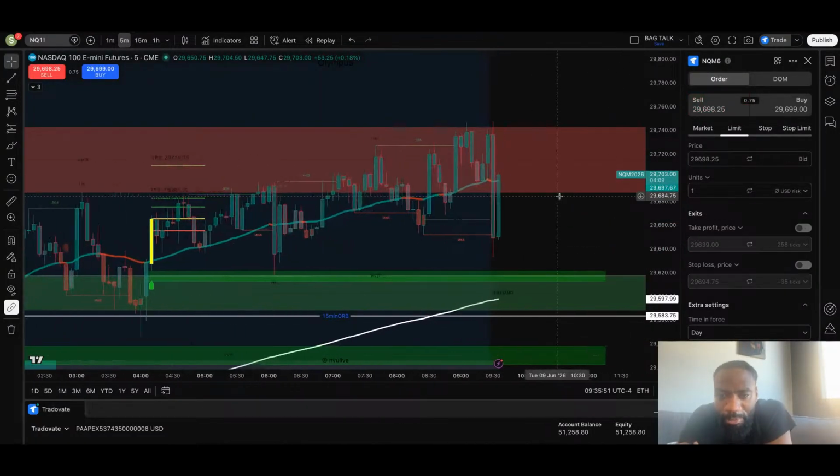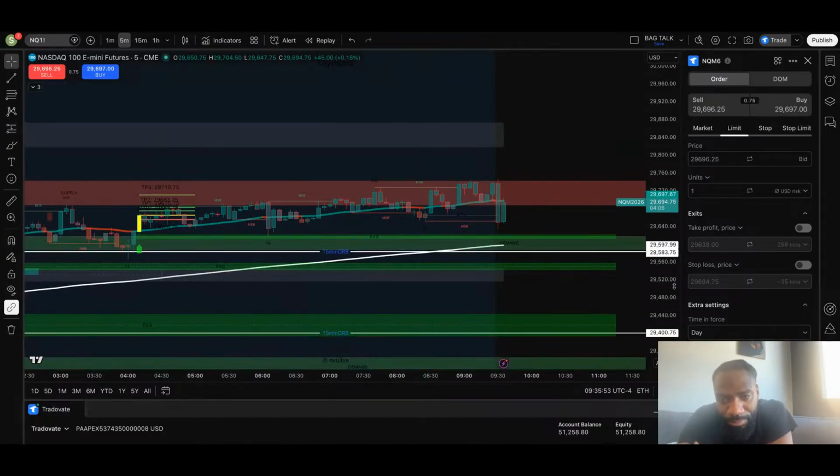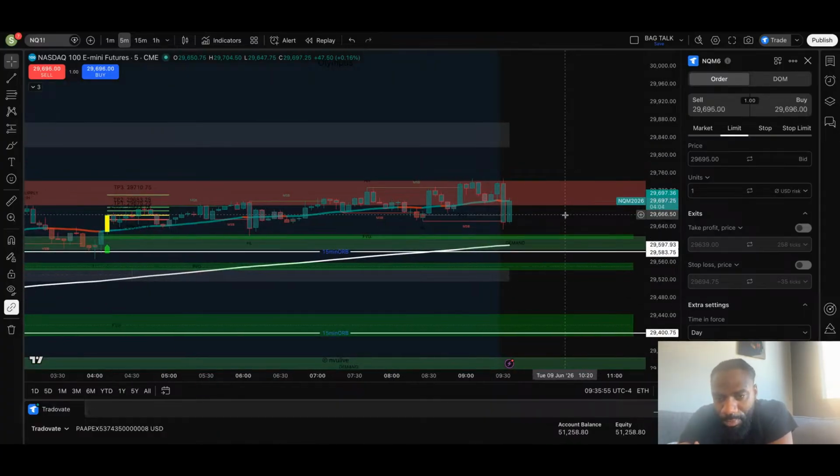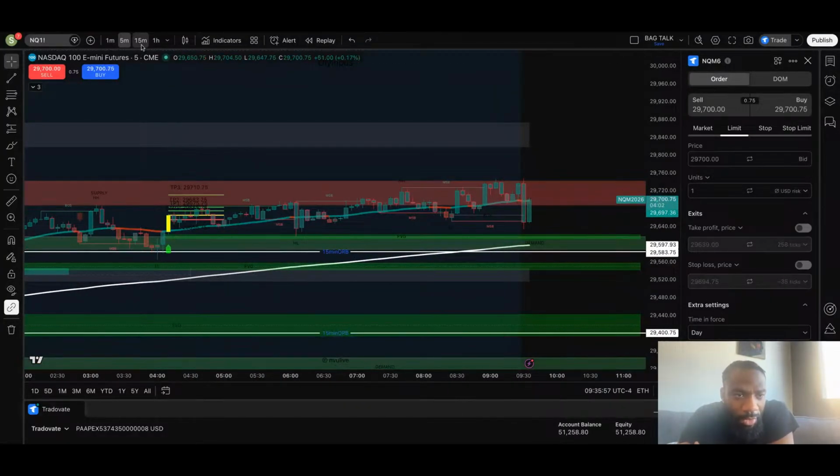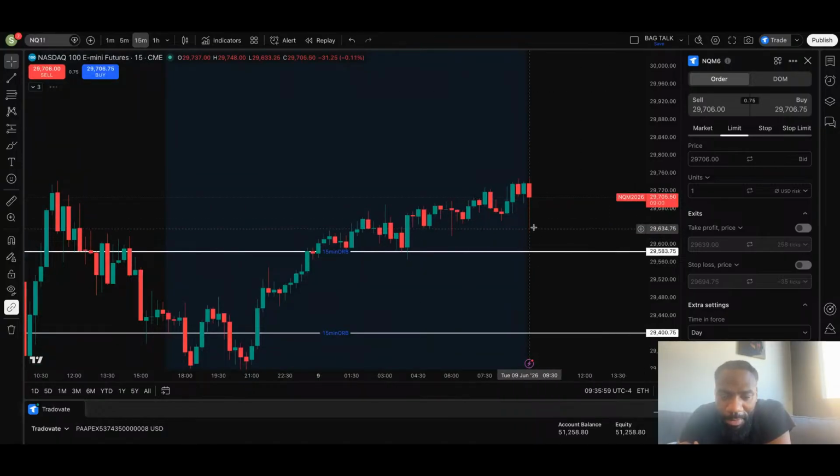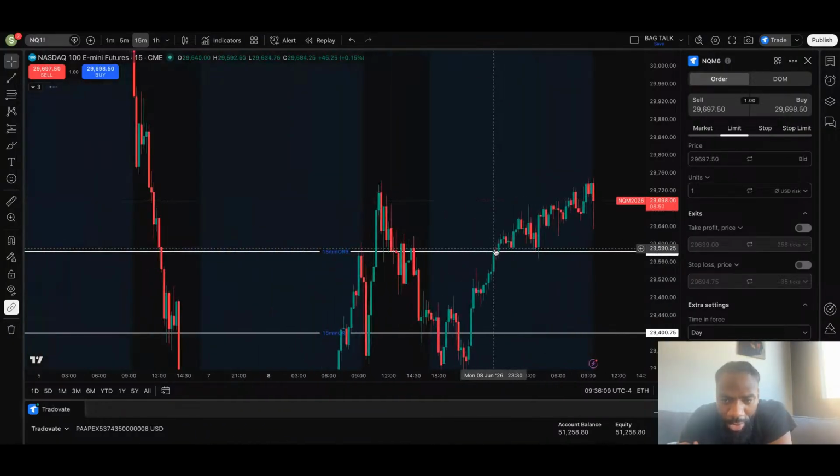Like I said, on the higher time frames, I'm seeing more buyers in control. This is yesterday's 15-minute opening range. It seems like price is still kind of playing off of it.